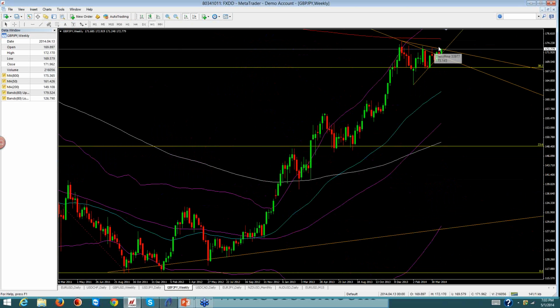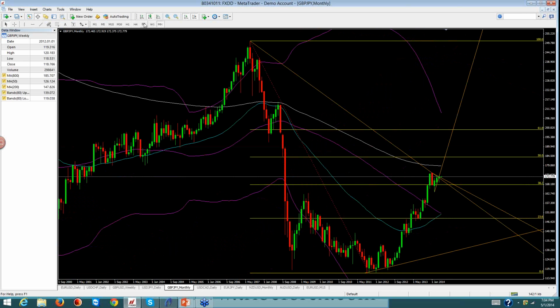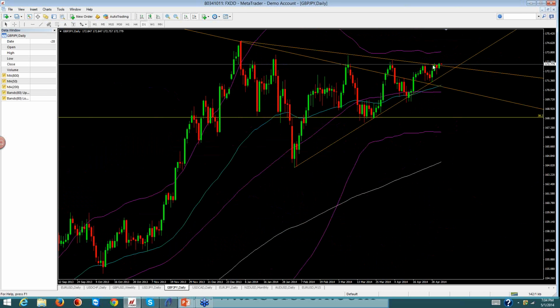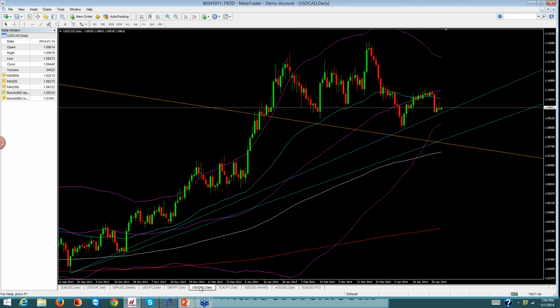Okay, and this is what it looks like on the weekly. It's come right back up to previous highs. You can see we're in the apex, so something big is going to happen. Either it's going to break upward or break down. So we'll have to wait and see what happens. And currently we're in consolidation, so I'm going to look for a sell here again on the pound yen, at the top of the consolidation.